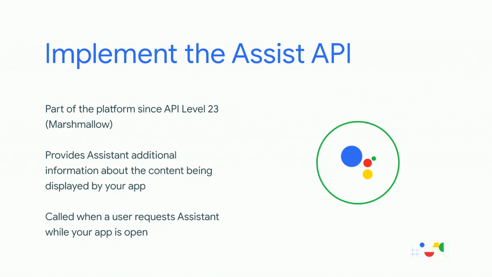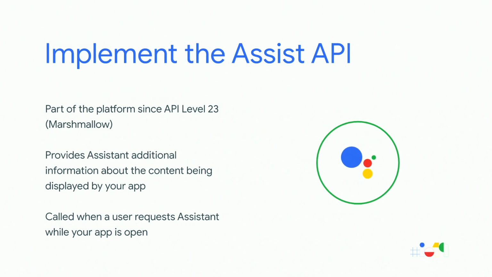The third API that I'm going to talk about, the Assist API. Now, this one has also actually been around for a little while. It's an existing Android API and is already documented on our developer website. What is this? Well, this provides the assistant additional information about what's currently being displayed by your application. And why do we need this?